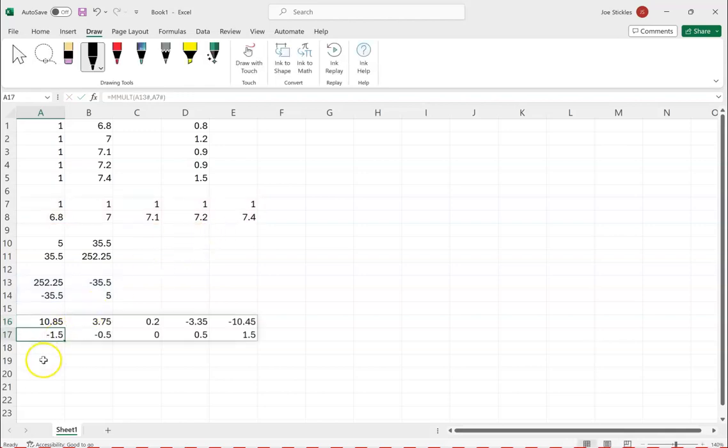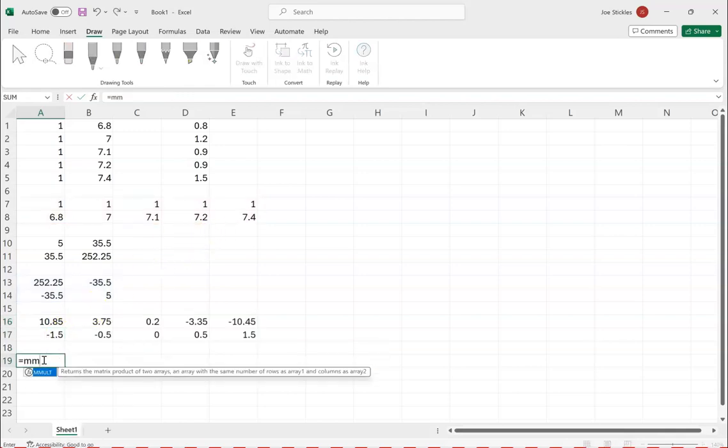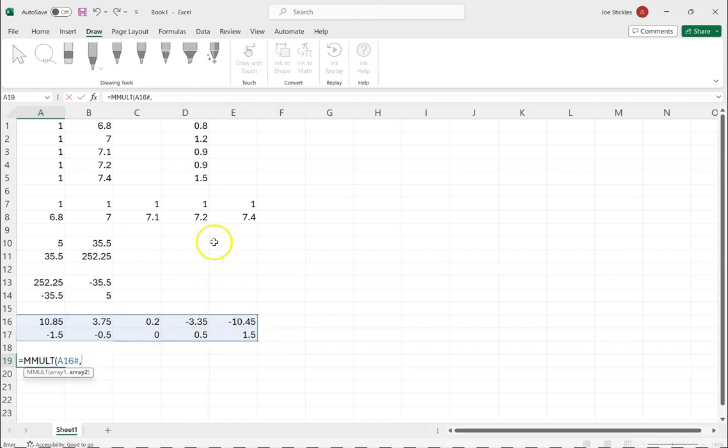And then finally, at the very, very end, we're going to take this one we just found and multiply it by your B, which is the original.